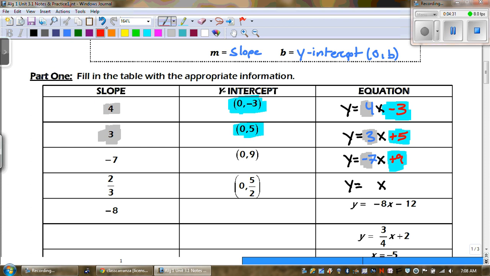For this one, the slope is 2/3 x, and then our y-intercept is 5/2. And then sometimes we're going to have to go backwards, but going backwards, we've done this before. Y equals -8x minus 12, my slope is -8. That's where that -8 comes from. Y-intercept is -12, so I have to make sure that my point is at 0, -12.